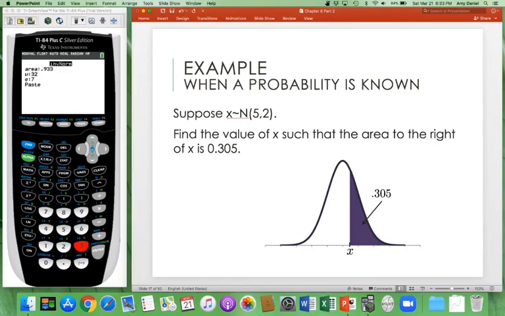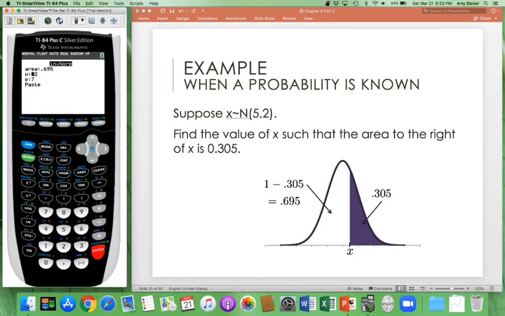Okay, so I have to come over here, and I actually need to figure out what this area is to the left of x. So to do that, we just remember that the entire area under the normal distribution curve is equal to 1. So we'll just subtract 0.305 from 1. So we've got 0.695 of the area to the left of x. And so that's the area that I'm going to put in my calculator over here. I'm going to do 0.695.